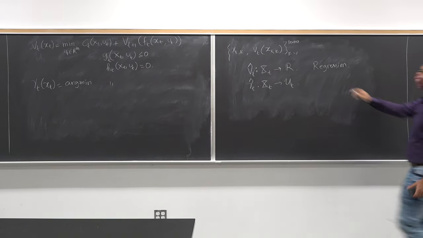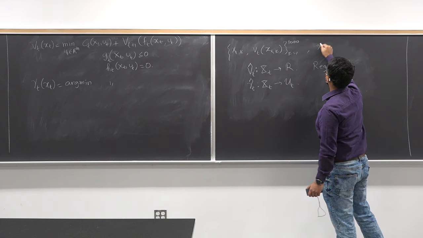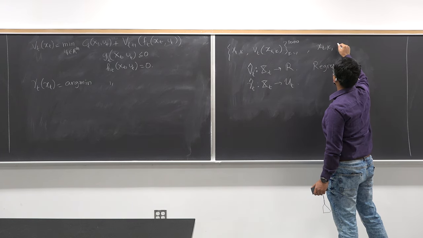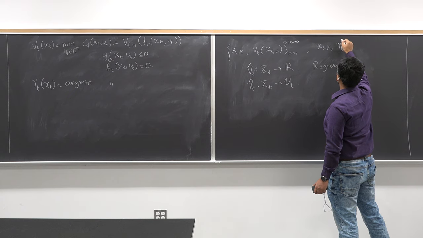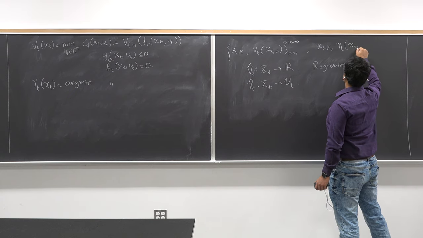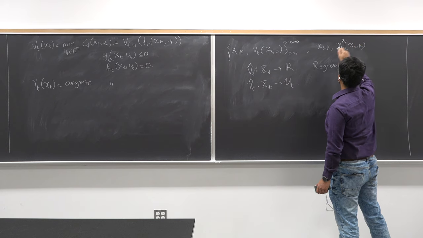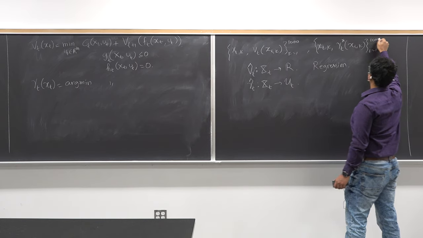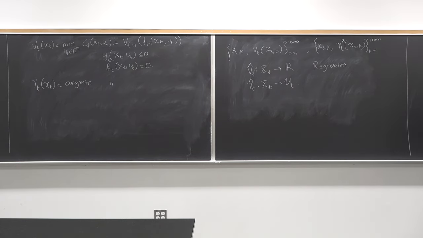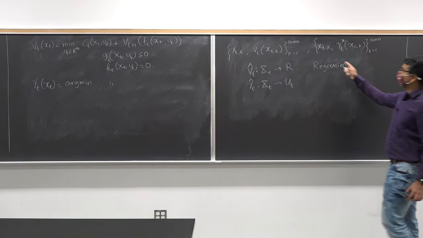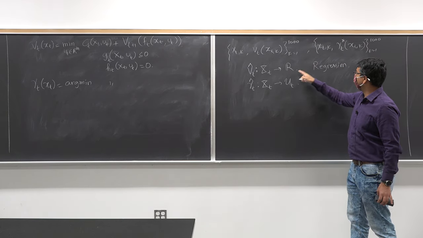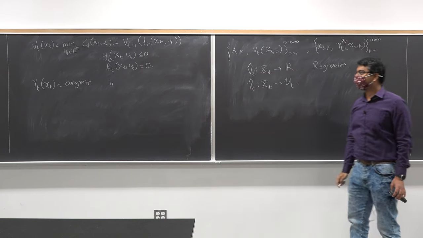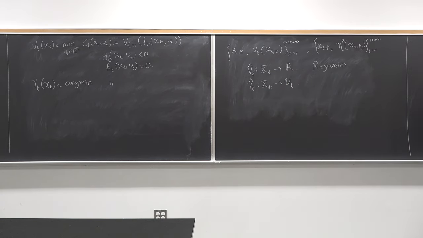So we have this data set, xtk, and then gamma t star xtk, k equals 1 to 1,000. Once you are given these data sets, you can do regression to either try and approximate the value function or try and approximate the policy function.